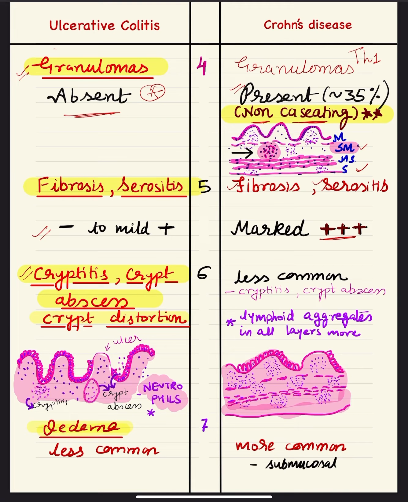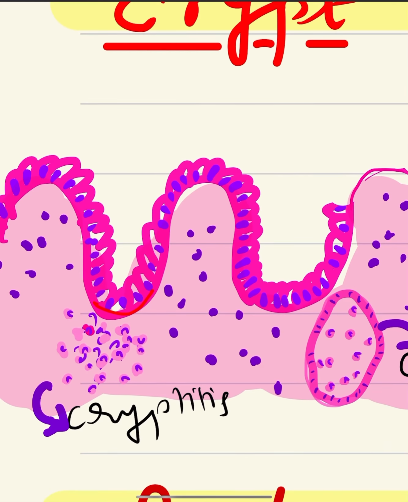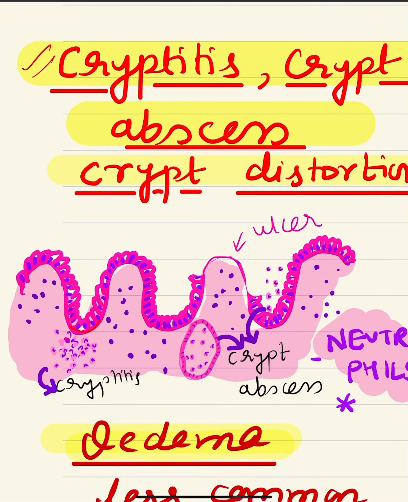Cryptitis means that neutrophils are seen at the base of the crypt. You know, in the intestine, this part is known as the crypt, and this is the villi. Crypt and villi. So at the base of the crypt, you can see this collection of neutrophils. This is known as cryptitis, and cryptapsis means that near the crypt, these neutrophils accumulate on the surface of the epithelium in the crypt area. So this is cryptapsis, again neutrophils.